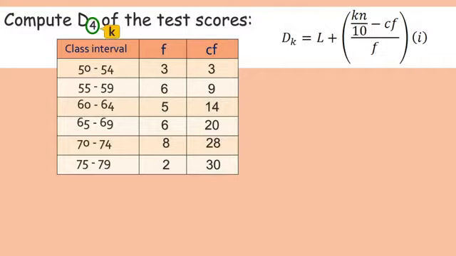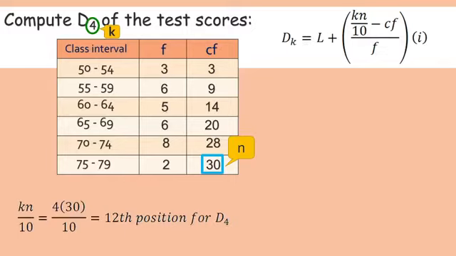What about the value of N? 30. Okay, so we will be using the formula Kn over 10 to find the location of the fourth decile. So just like what we did over quartiles, we need to find the location first. So how do you do that? You make use of Kn over 4. So meaning the formula Kn over, not Kn over 4, but Kn over 10. Sorry for that, correction. That's Kn over 10. So you have there 4 times 30 divided by 10.